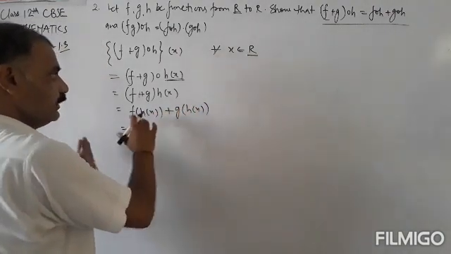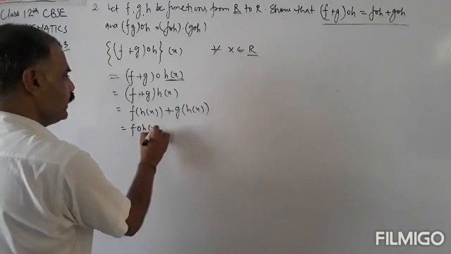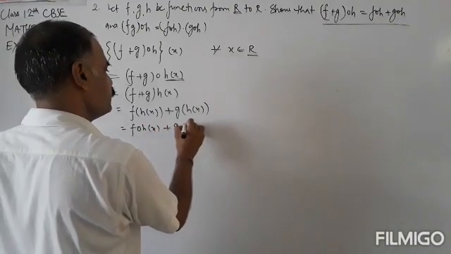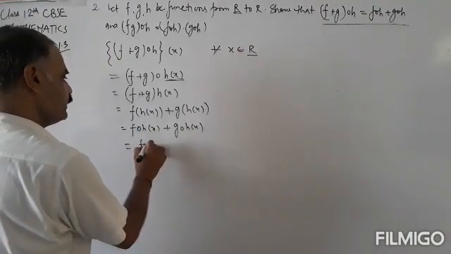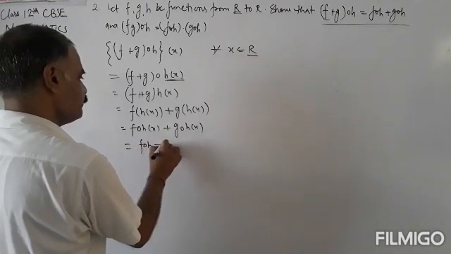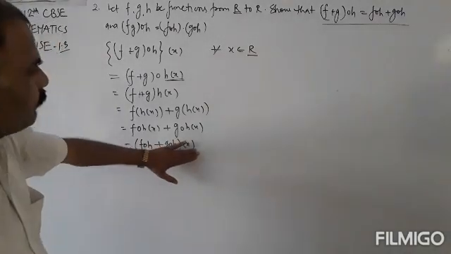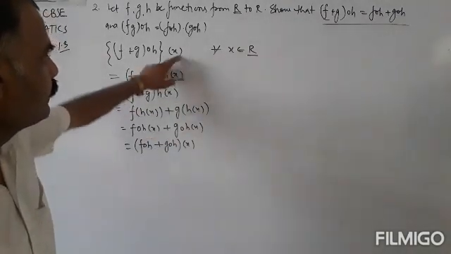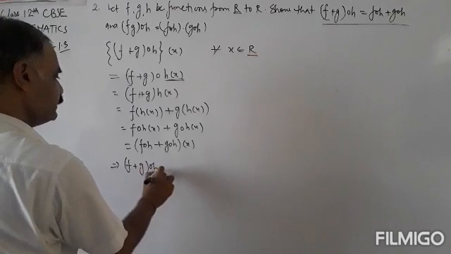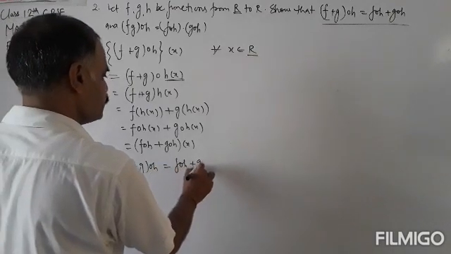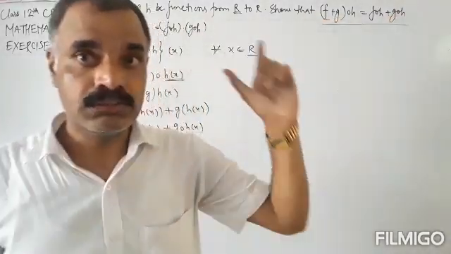So in the reverse process, we write this as f o h of x plus g of h of x, and again in the reverse process this can be written as (f o h plus g o h) of x. After eliminating the element x, we have (f plus g) o h equals f o h plus g o h. Okay, so this is the first part of question number second.